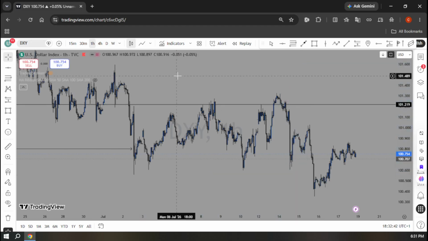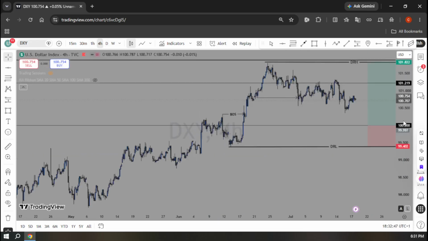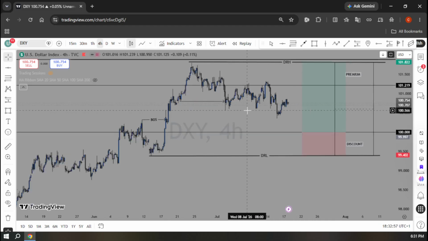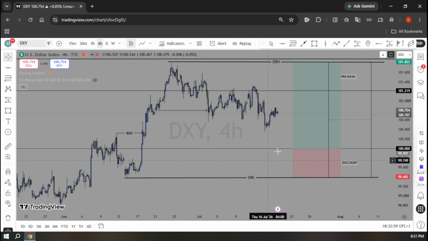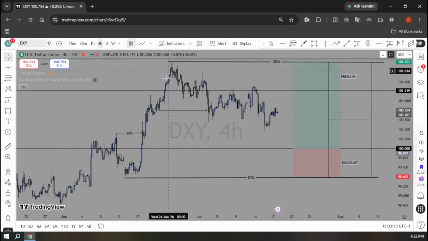So for my bias on Delta XY and what I'm currently seeing on the chart, I'm anticipating price dropping lower to the discount area for me to get interested to look for buys. And while I'm waiting for it, I want to see a subtle change of structure and character, a break of structure and a change of character right inside here for me to anticipate any long positions targeting these highs, because this is a trading range. So that's that for the XY.